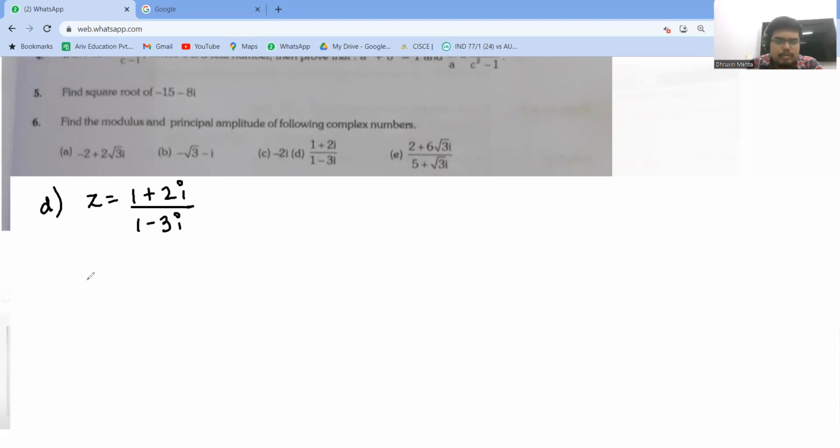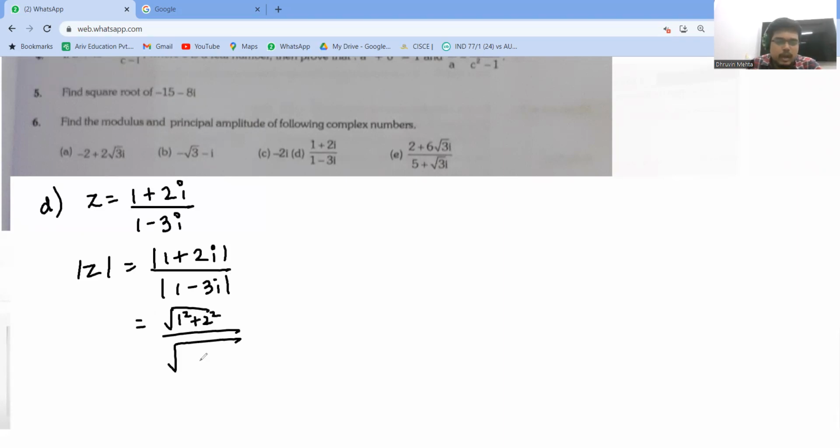We have to use the property of modulus, Arush. What is the property of modulus? Multiply and divide by conjugate. Achha, you are talking about modulus? So this will be mod of 1 plus 2i upon mod of 1 minus 3i. Correct. So this will be root of 1 square plus 2 square upon root of 1 square plus 3 square. So the answer is root 5 by root 10, which is 1 by root 2.